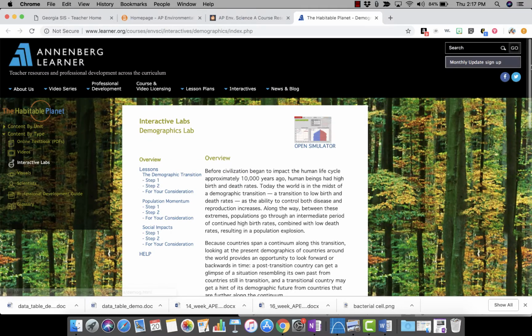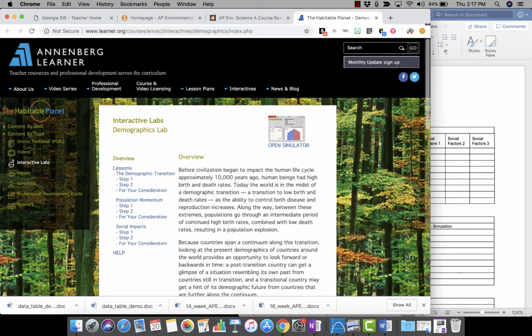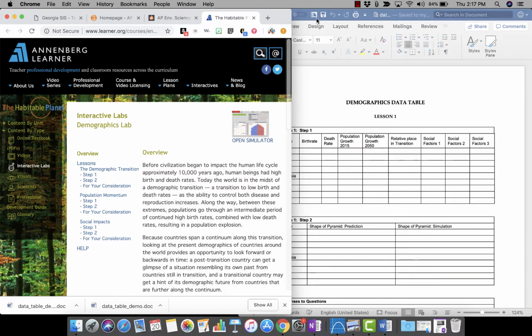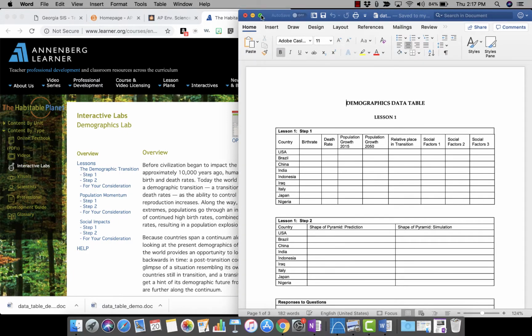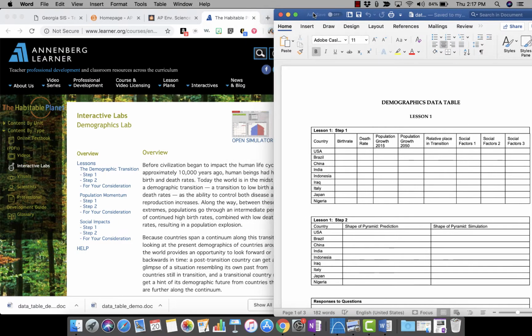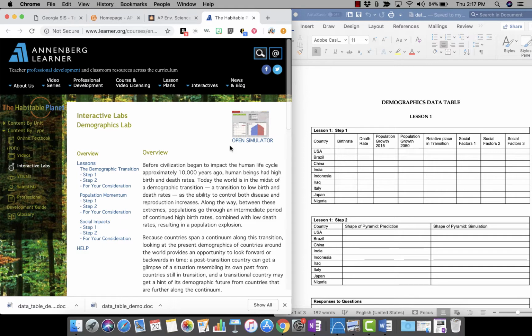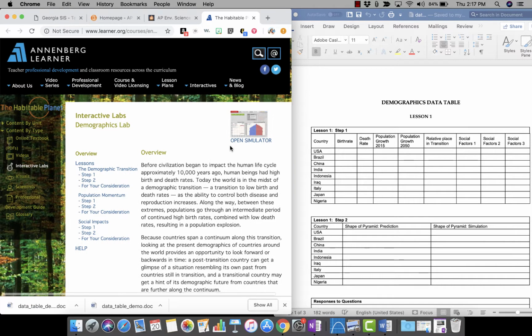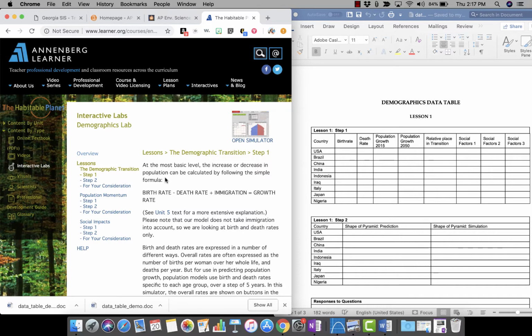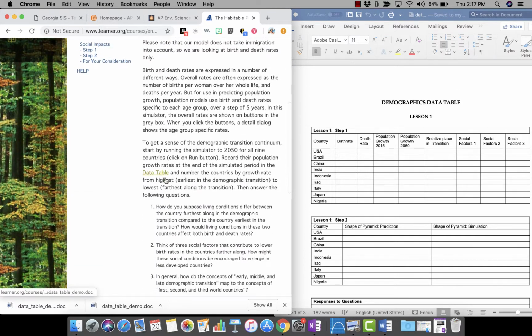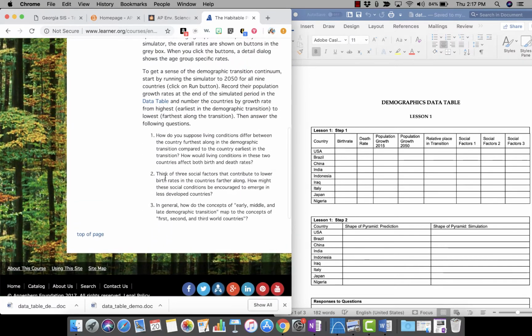So we're going to click this link, and then I'm going to make this page smaller, because when I'm doing these virtual labs, I like to be able to have my data table and my lab up at the same time. That way I can get everything at the same time. So anyway, this is the demographics lab. This is going to be our demographic transition, step 1. Here's some information and some questions for you to answer at the end.